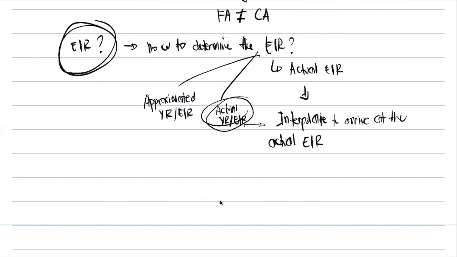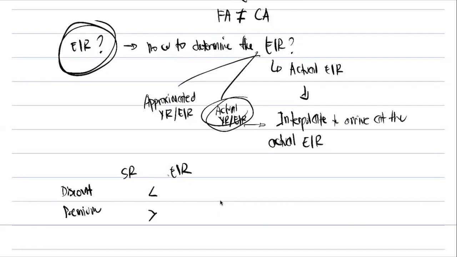So how do we determine the proper effective interest rate? Remember, we have here a discount or a premium. What did we say in a discount? What is the relationship of the stated rate to the effective interest rate? If there is a discount, the stated rate is lesser than your effective interest rate. If there is a premium, your stated rate is greater than your effective interest rate.